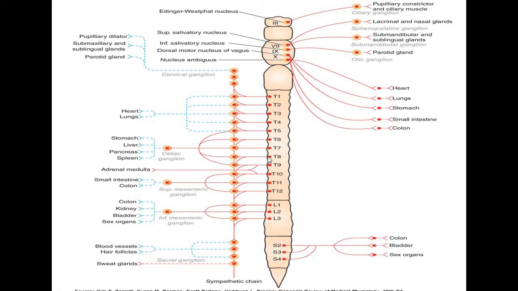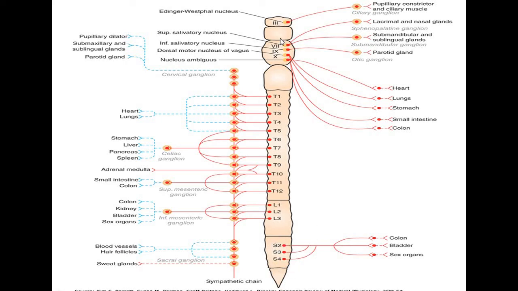What are these? These red dots here. These red dots are nothing but, as we just discussed, the ganglia, right? These are the ganglia. So for the parasympathetic system, we know it is the craniosacral, the cranial region here and the sacral region here.